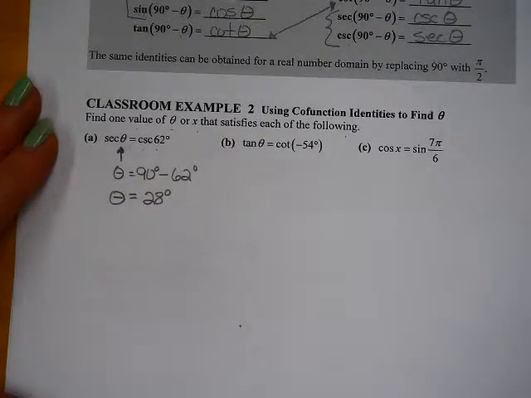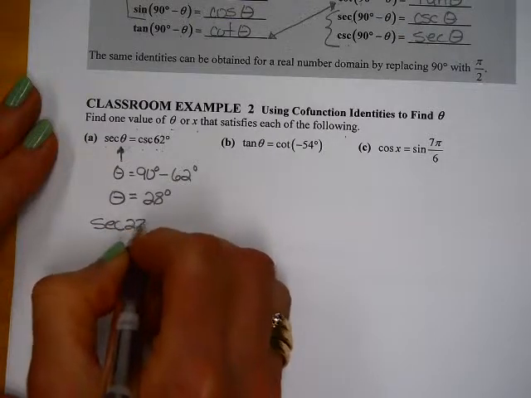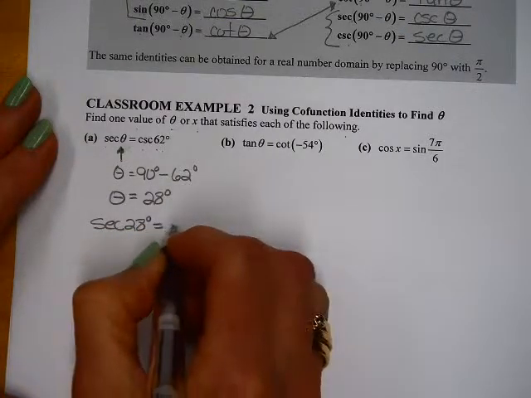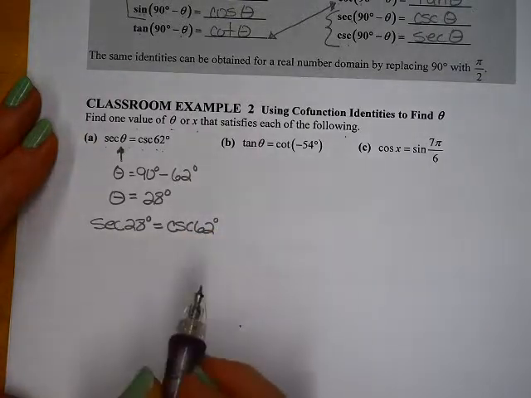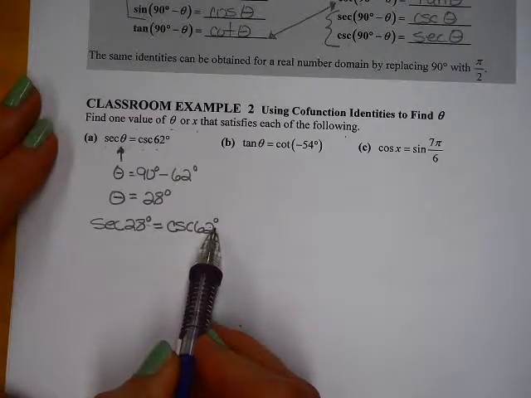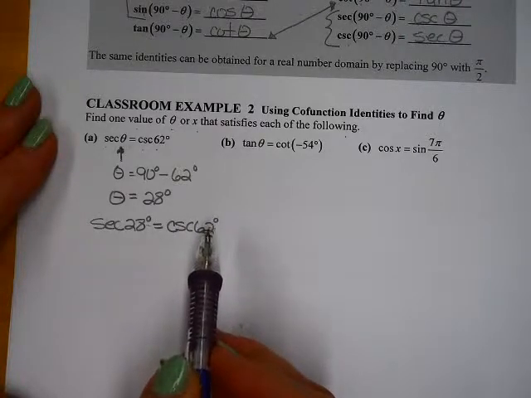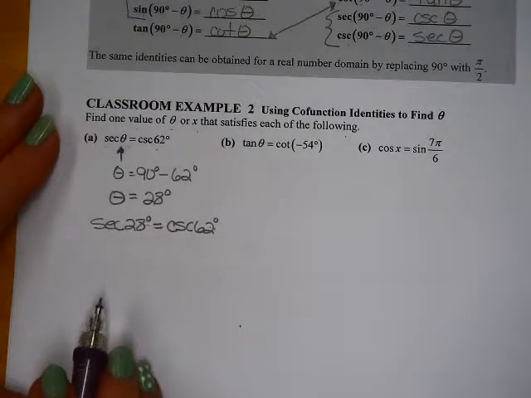Now, you can always check yourself. You can type the secant of 28 degrees and the cosecant of 62 degrees in the calculator. You should get the exact same decimal. Remember, you need to be in degree mode to put it in your calculator. You can check it to see if you're right.